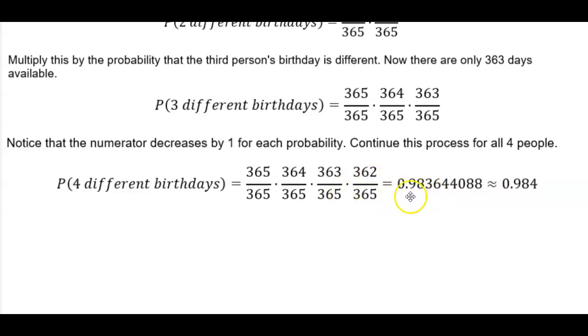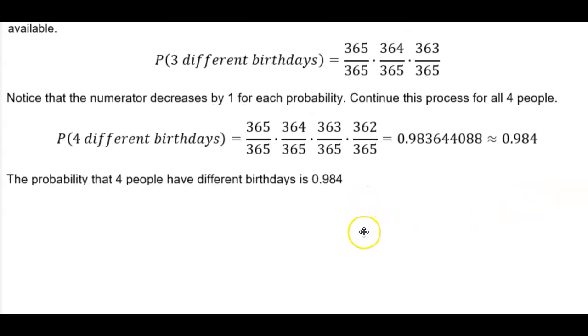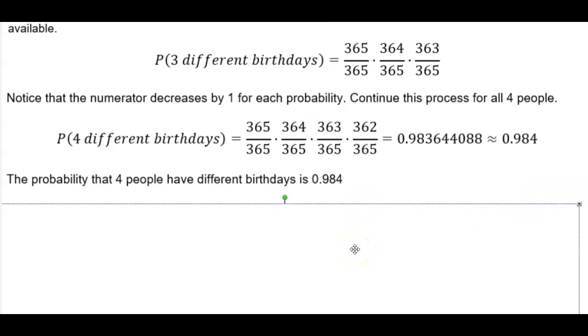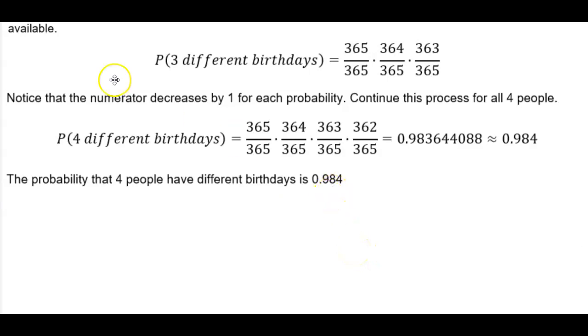And that gives us a decimal of 0.983644088. Rounding that to 3 decimal places gives us 0.984. Therefore, the probability that 4 people have different birthdays is 0.984.